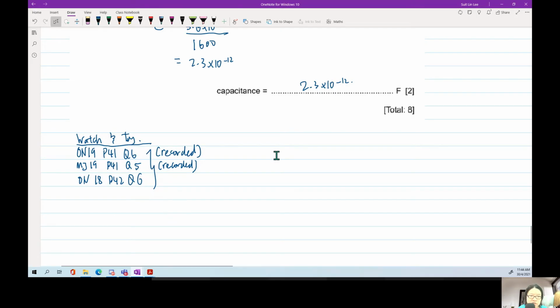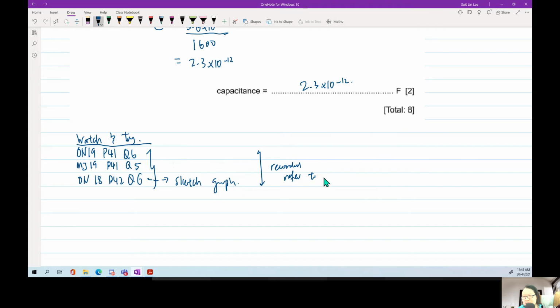So these are all 2 charges. The only difference is the graph looks slightly different, and this one you have to sketch. Sketch your own graph. Okay, so all of these are recorded. Refer to playlists. Right, so this one all involves energy. It involves electric field strength. I want to talk about the one that involves potential. Potential.